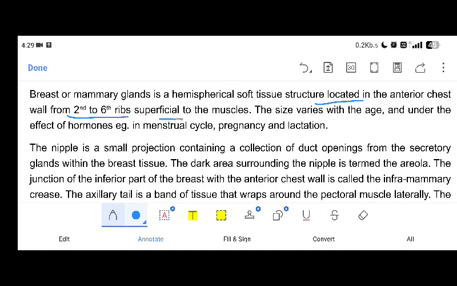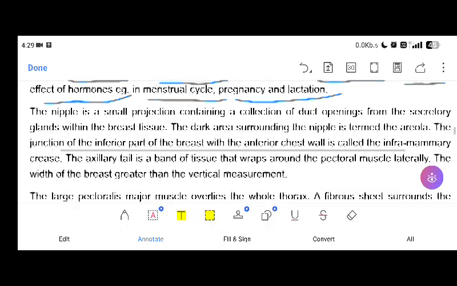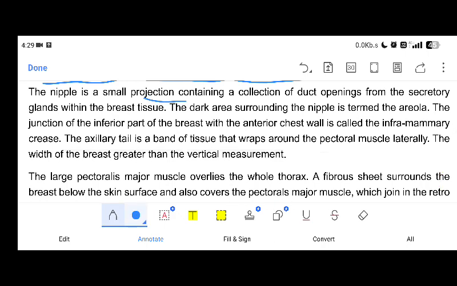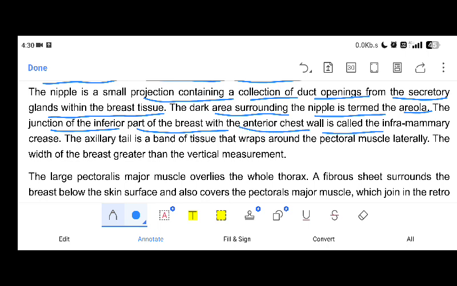sixth rib, superficial to the muscles, and its size varies with age and under the effect of hormones, menstrual cycle, pregnancy, and lactation. The nipple is a small projection containing a collection of duct openings from the secretory glands within the breast tissue, and the dark area surrounding the nipple is termed the areola. The junction of the inferior part of the breast with the anterior chest wall is called the inframammary crease.